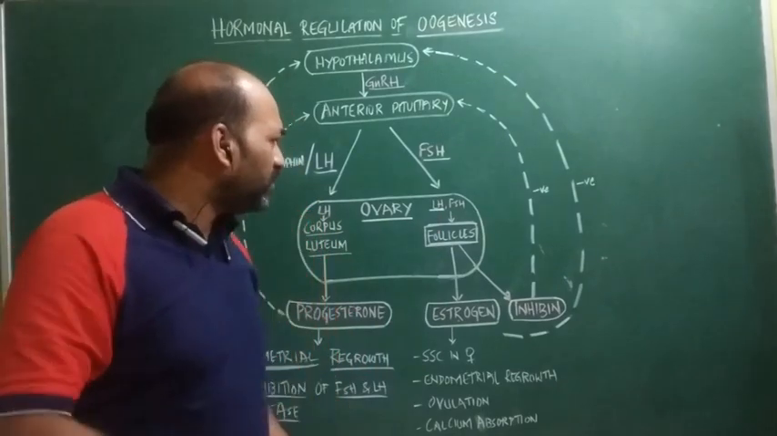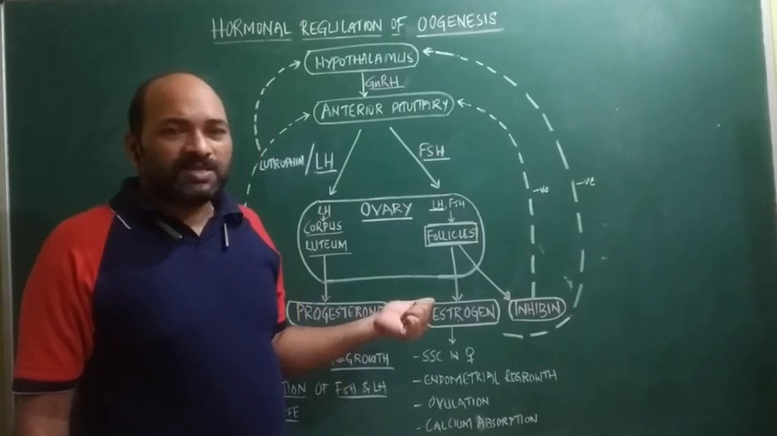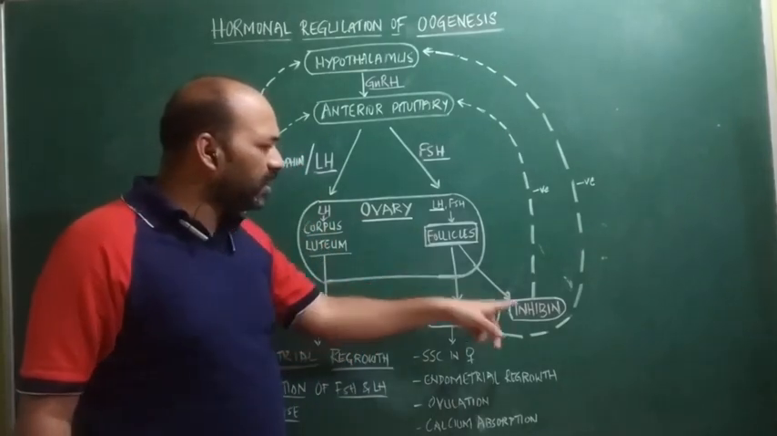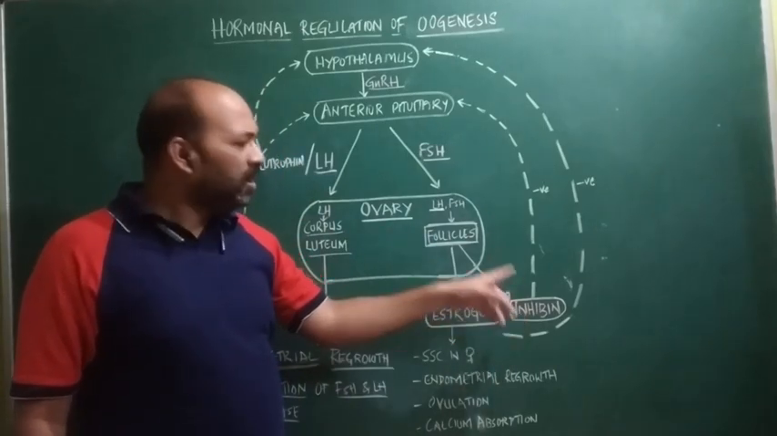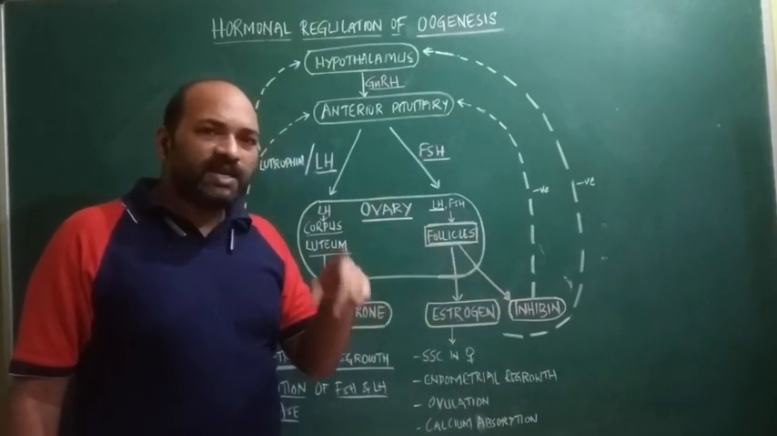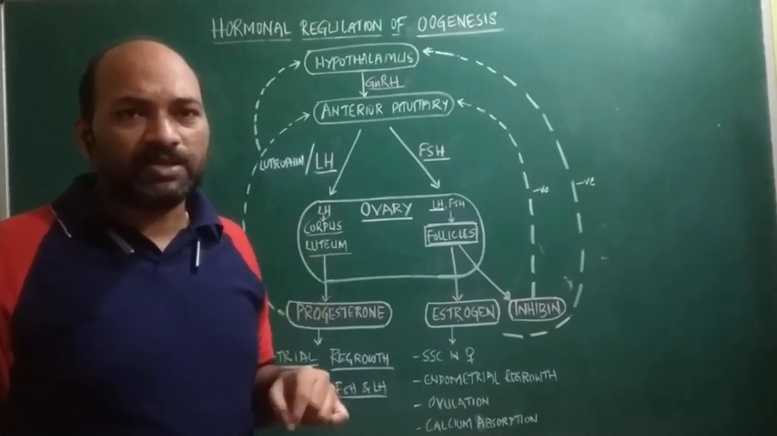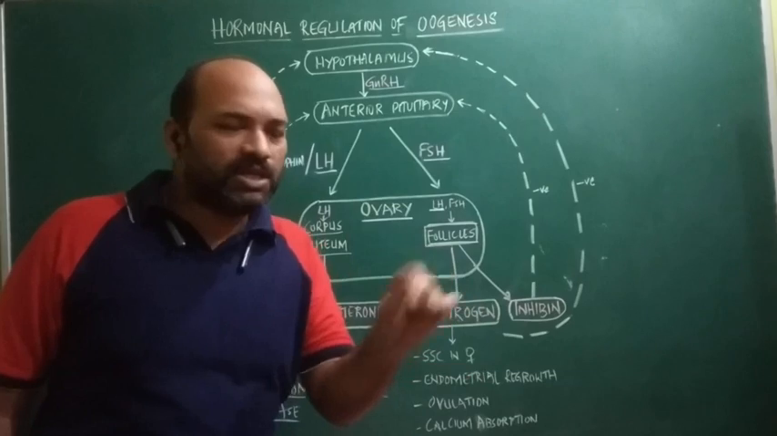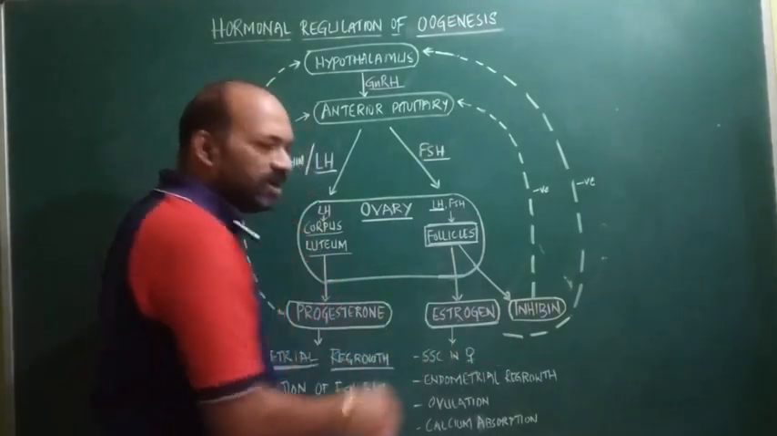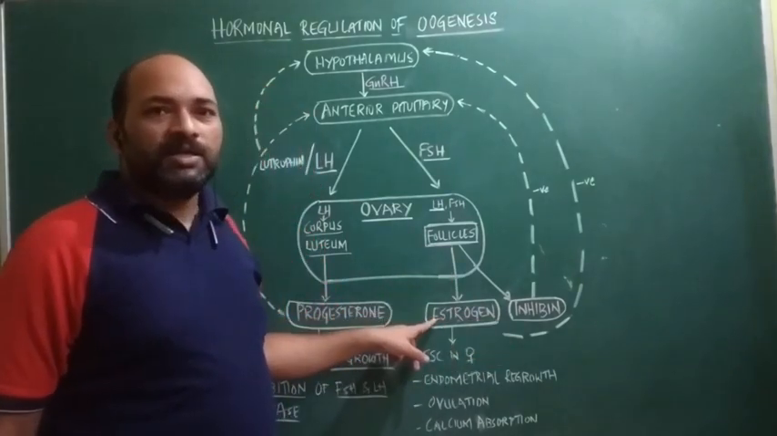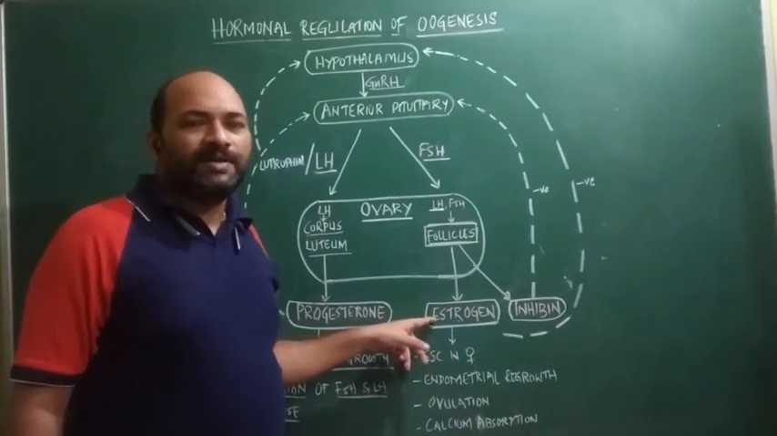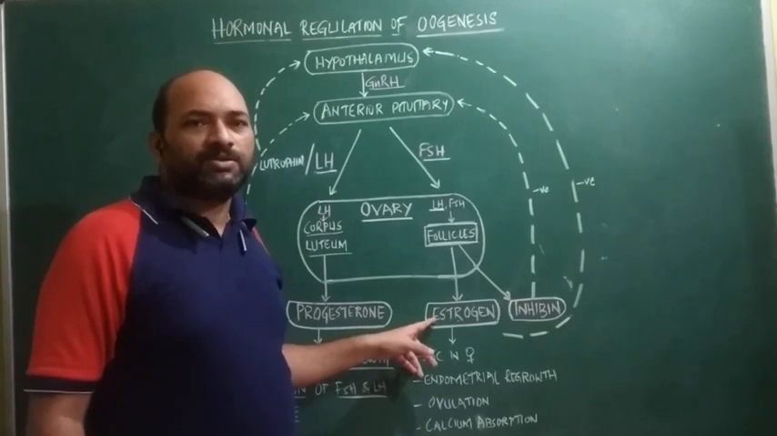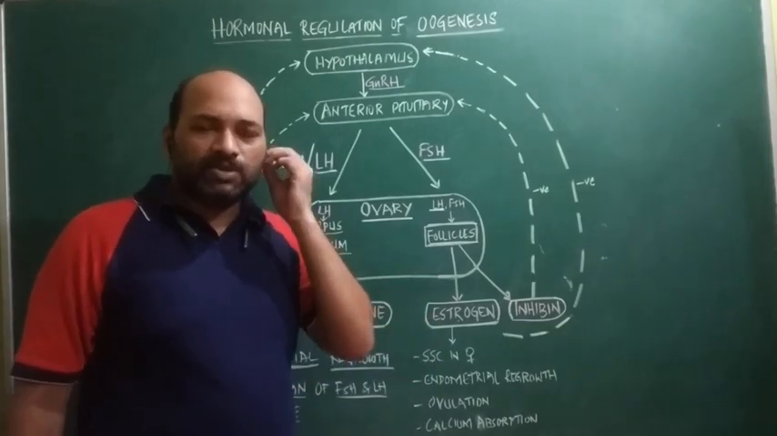Okay, and thereafter what happens? The granulosa cells also secrete another hormone, inhibin. Granulosa cells even secrete an enzyme called aromatase. That aromatase is responsible for conversion of the androstenedione into the estrogen. So that estrogen is produced from the androstenedione made by the theca interna cells, which is converted into estrogen with the help of the granulosa cells.